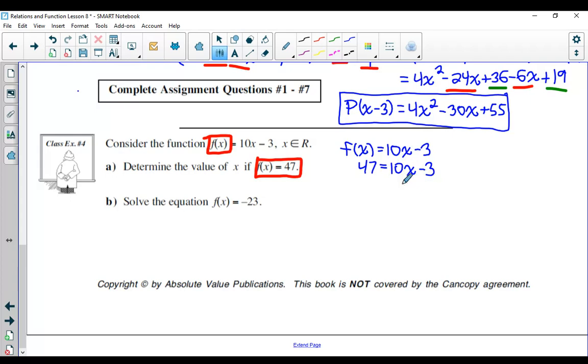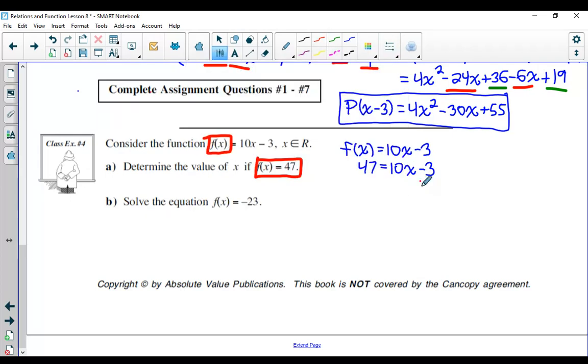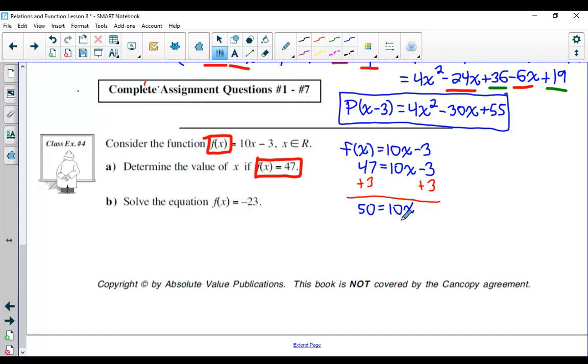Now, to get the value of x, I just have to solve this linear equation. So to get x by itself, I'm going to add 3 to both sides of the equation. And then I would have 50 is equal to 10x. And then to get x by itself, just divide both sides by 10. And then this would leave me with x is equal to 5.